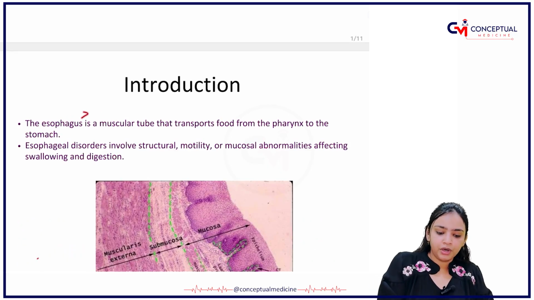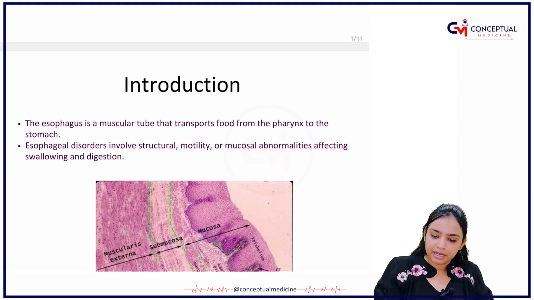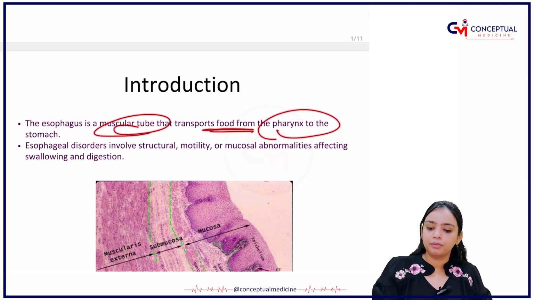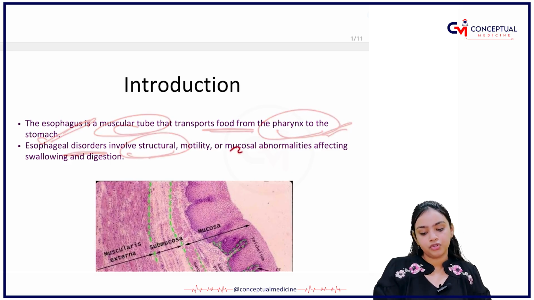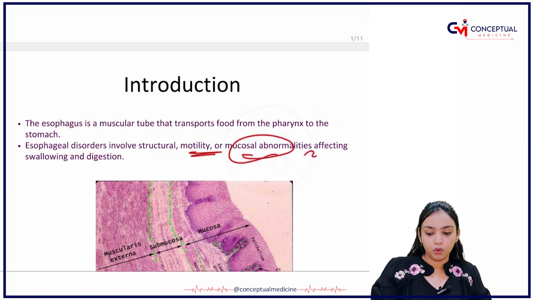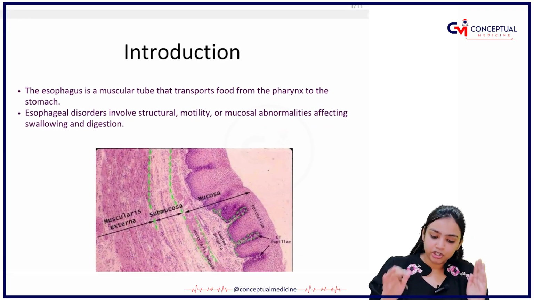Let's study. So the esophagus is a muscular tube we have seen in part 1 also. It is a muscular tube that transports the food from the pharynx to the stomach. Then you have esophageal disorders that involve structural, motility or mucosal abnormalities that mainly affect your swallowing and digestion.